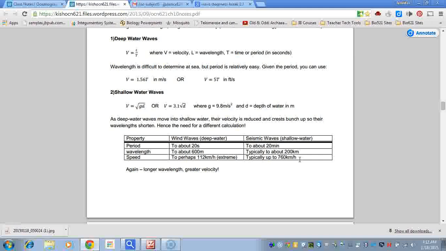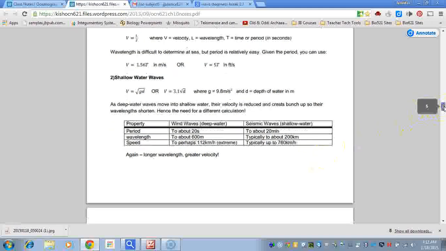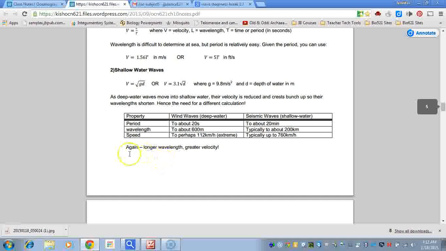So that is unreal, the speed that it comes in at. So that's why when a tsunami hits, it can be very, very devastating. Okay, so if you look at the wavelength and compare it to the speed, the longer the wavelength, the greater the speed, or greater the velocity. Okay, so this would be a good relationship to kind of remember.